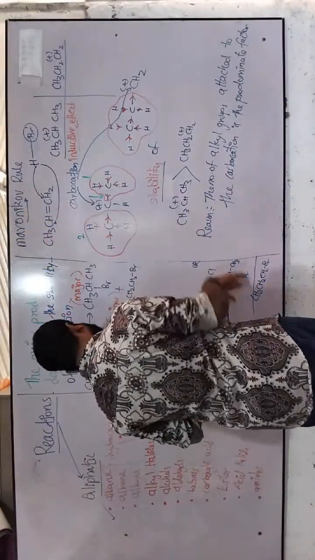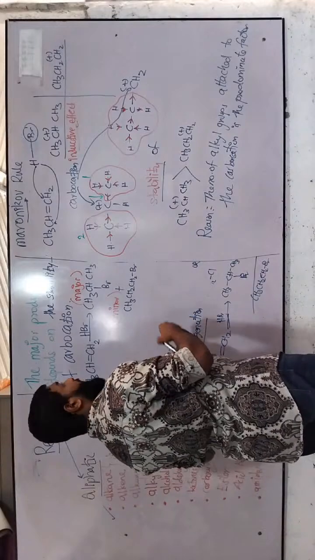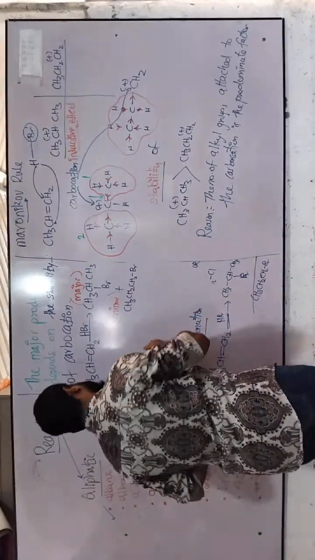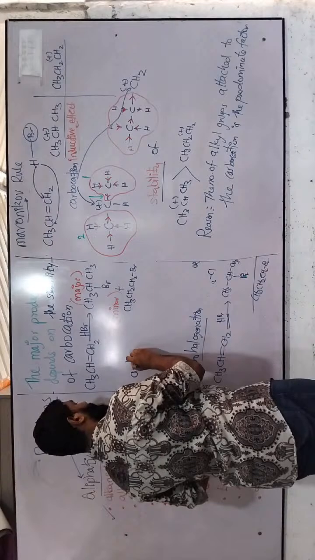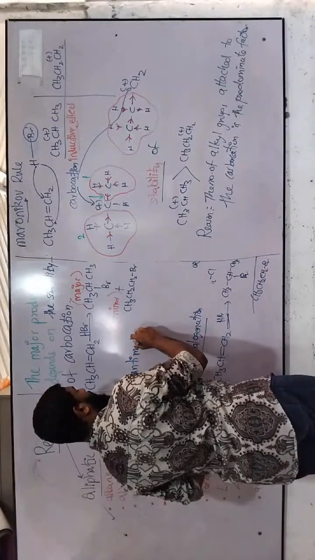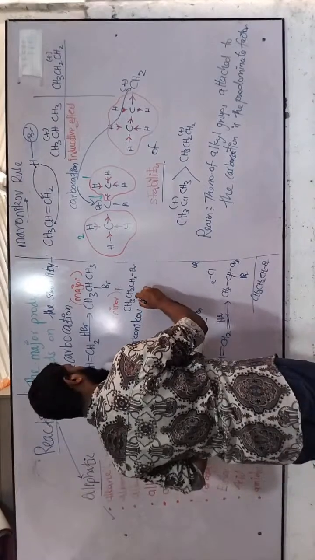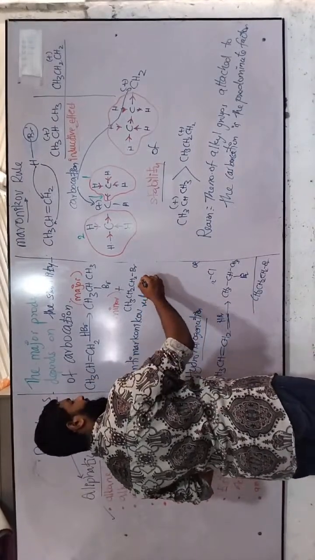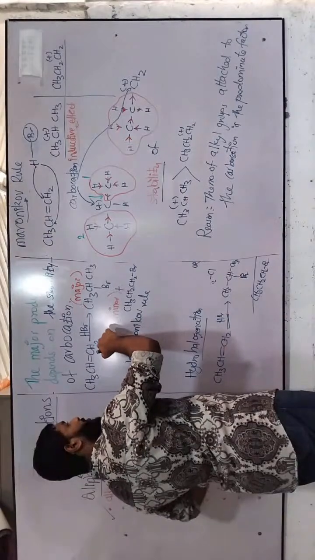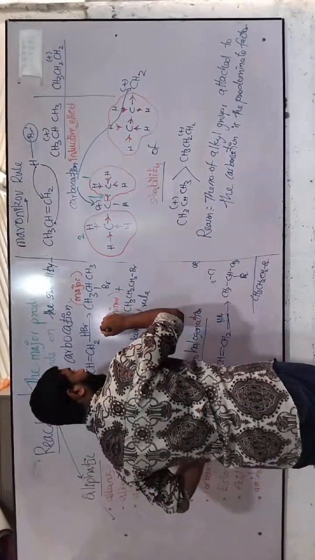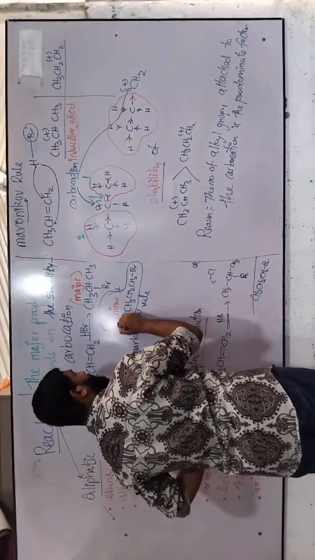So there's a rule called the anti-Markovnikov rule. But this is the minor product. Let's say you want to make this one the major product.